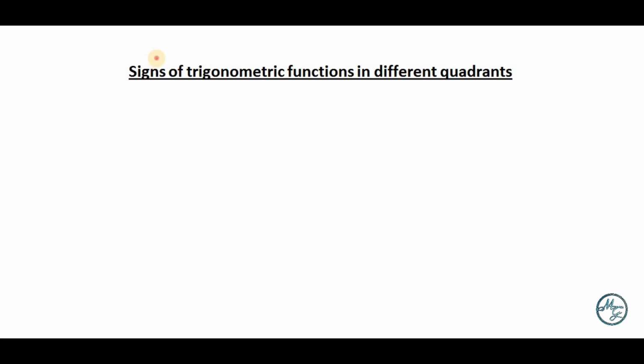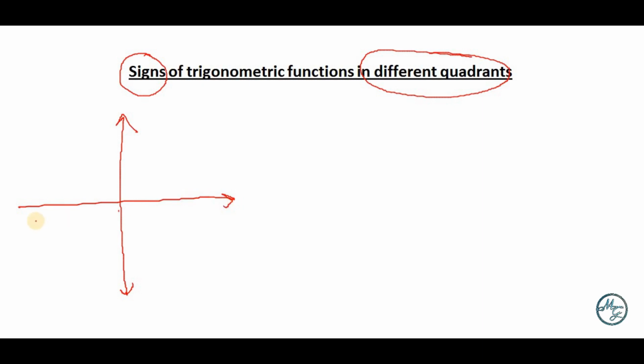Today we'll study about signs of trigonometric functions in different coordinates. Let us start with the coordinate system. This is y-axis, this is x-axis. Let us label them: x-axis, y-axis. This is called first quadrant, second quadrant, third quadrant, and fourth quadrant.